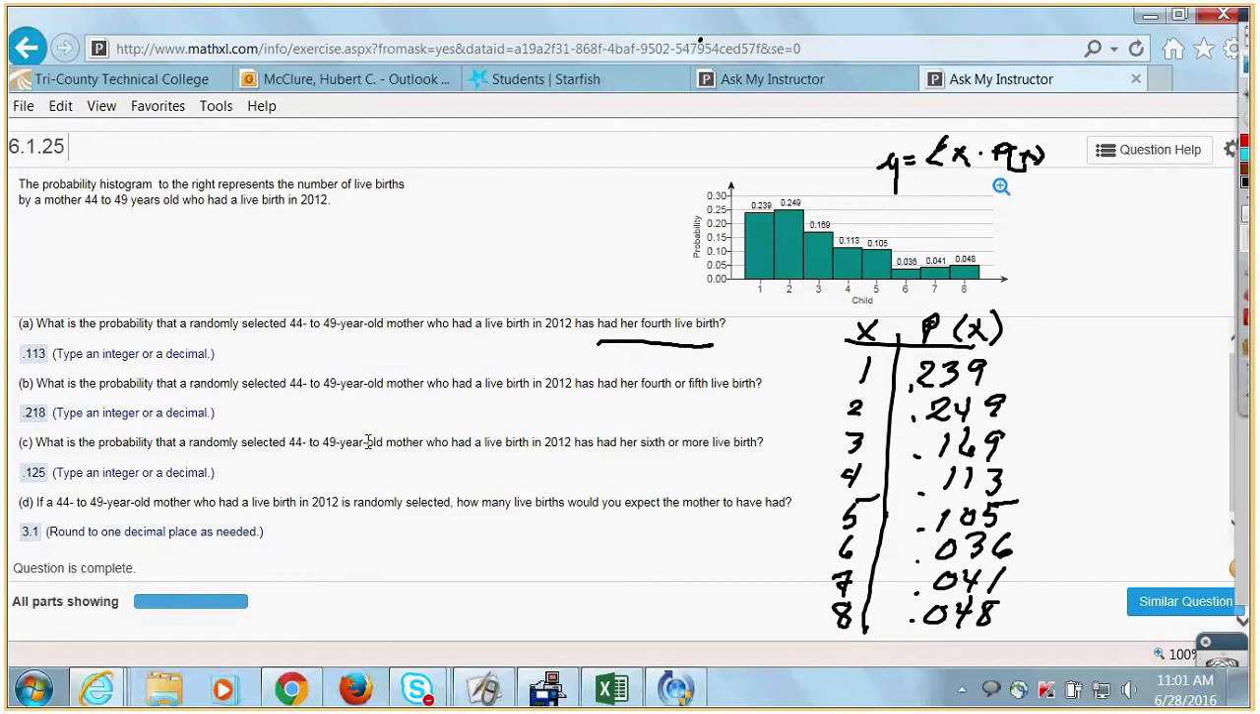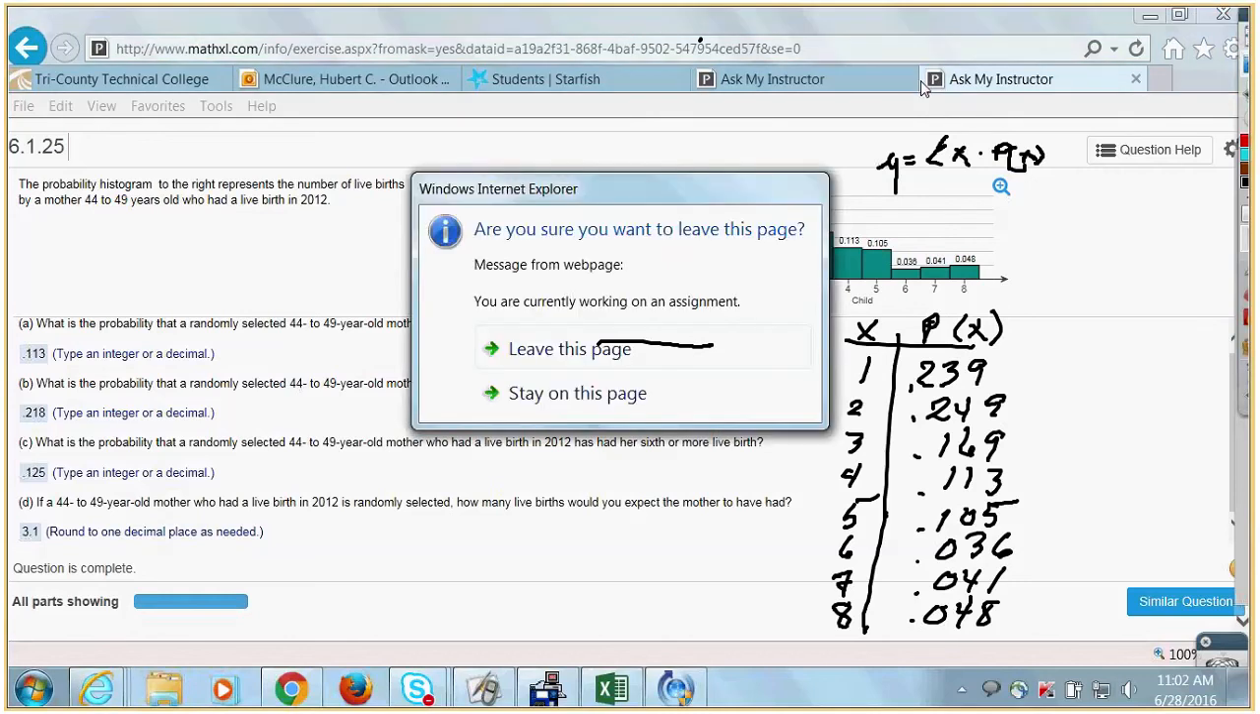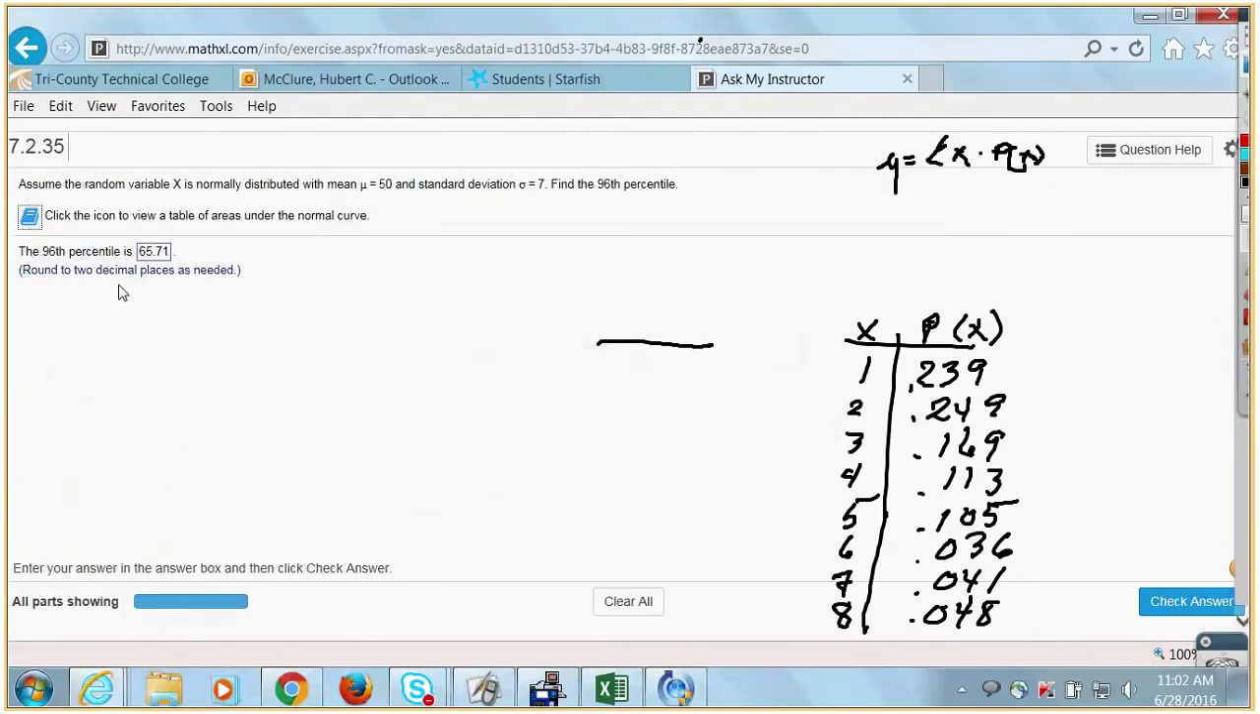And of course, you can punch those in your graphing calculator, and you could get that by hitting one variable statistic, and it would give you the 3.1. Okay, so that's that question. Let's look and see what other questions we have.